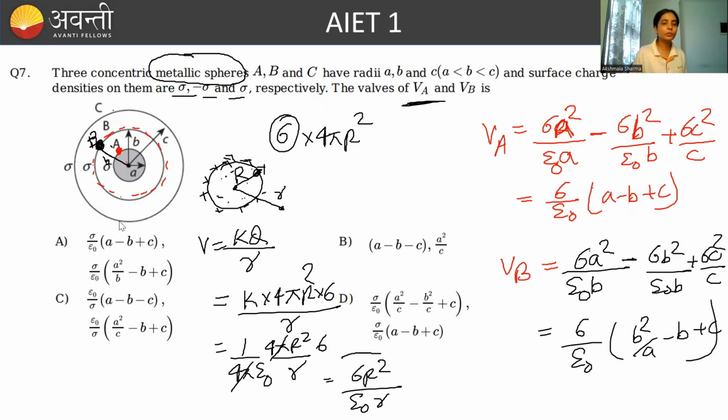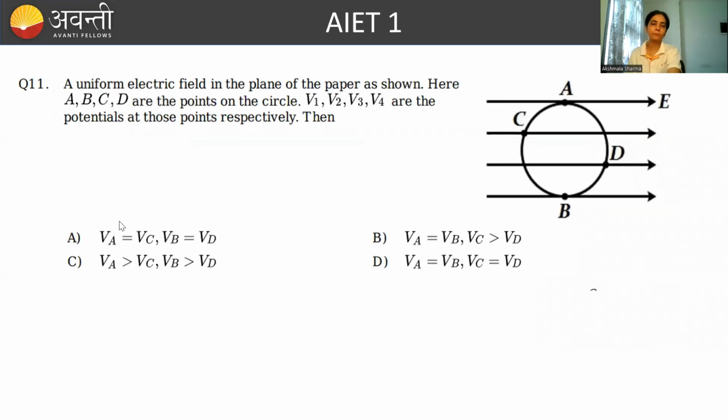So in such type of question, you have to calculate the potential at any point because of all three spheres. And you have to see whether that point is inside all three spheres, or outside for some and inside for some. Accordingly, you have to write the form. Okay? So the answer here will be A.